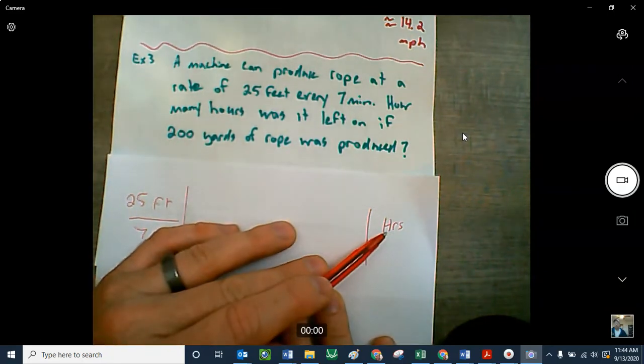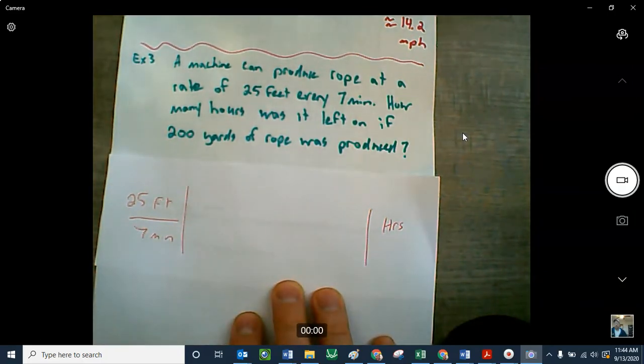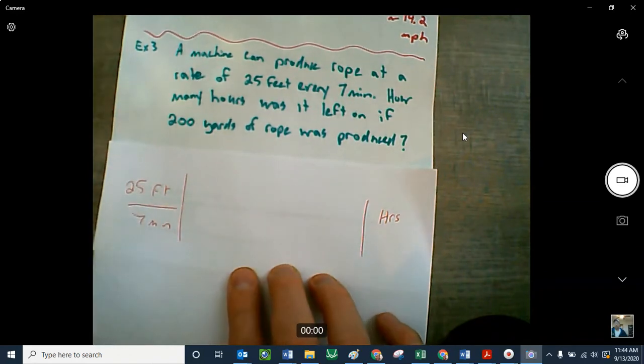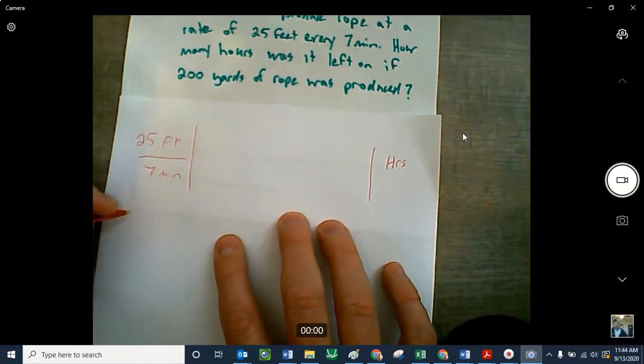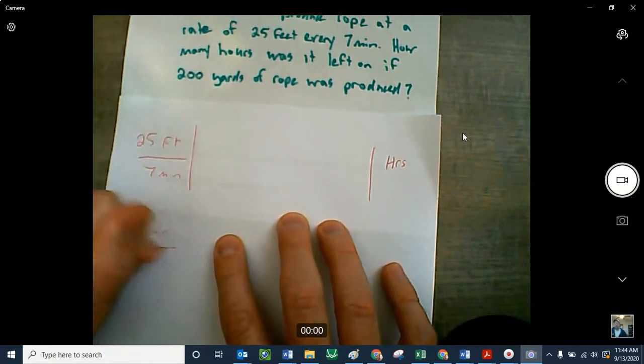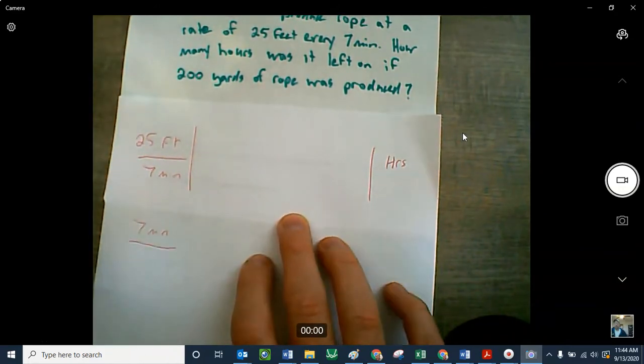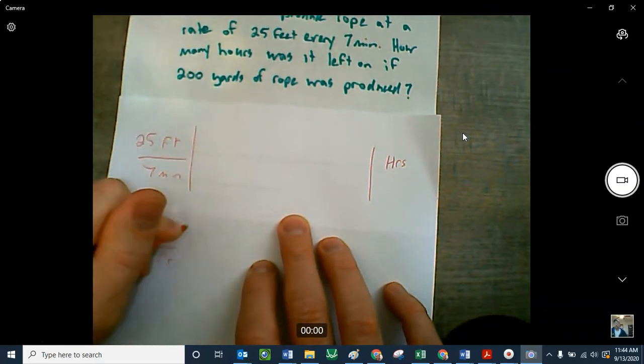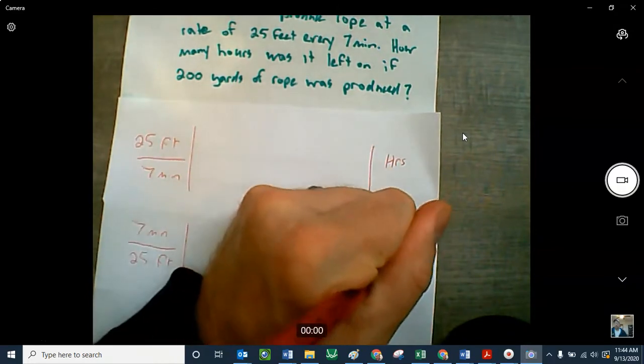Over here, I want hours, time, in the numerator. So what that means is this original rate that I did, 25 feet in 7 minutes, is upside down. We can change this and say, well, every 7 minutes it cranks out 25 feet, and it says the same thing, just in a better way for us. So in 7 minutes, it can crank out 25 feet of rope. And now I want to know how many hours.